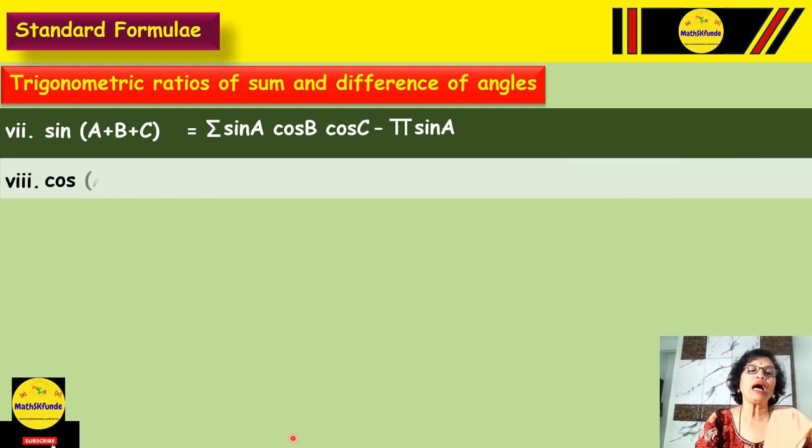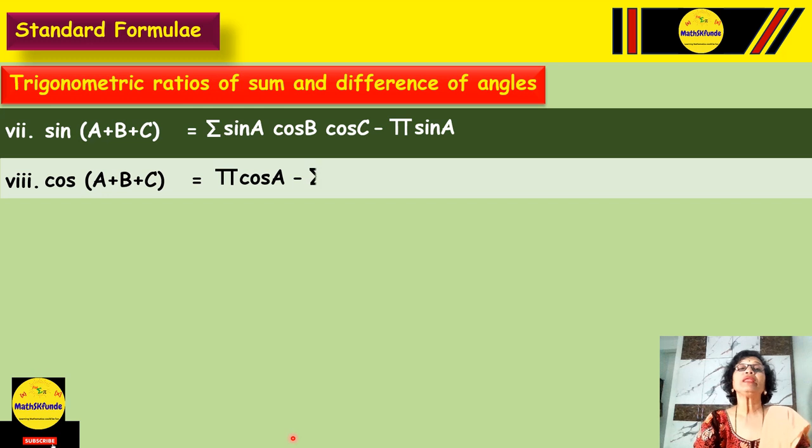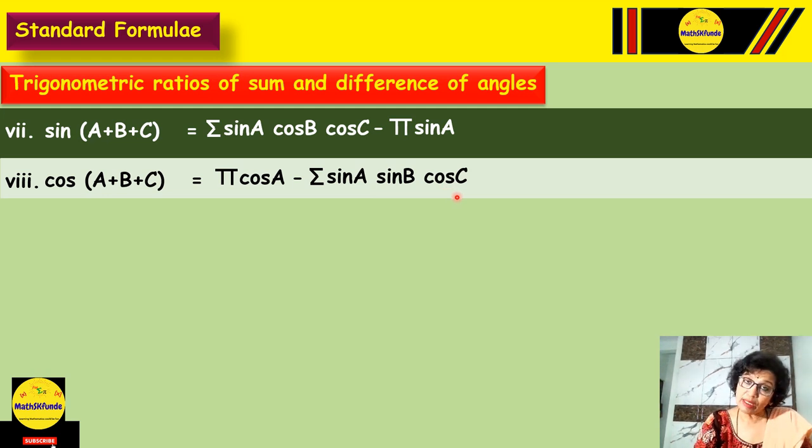Okay. Now I go for cos A plus B plus C. That is product cos A minus sigma sin A sin B cos C. Again, a similar expression you can have. Now this is one term where 2 sin terms are in product and 1 cos. So similar more terms you can write under this sigma, and you will have a bigger expression here, and product cos A would be replaced by product cos A cos B cos C.